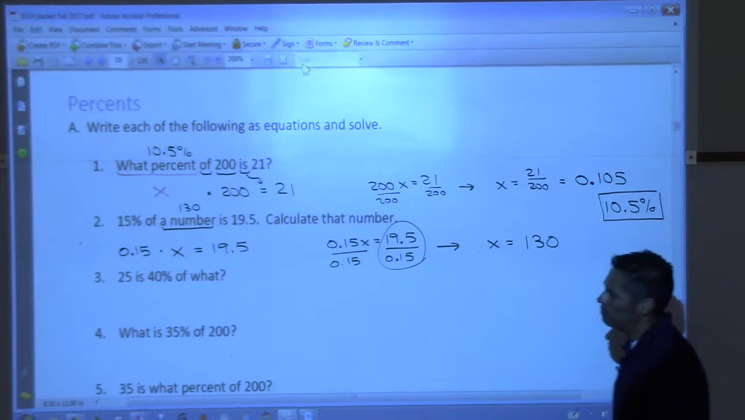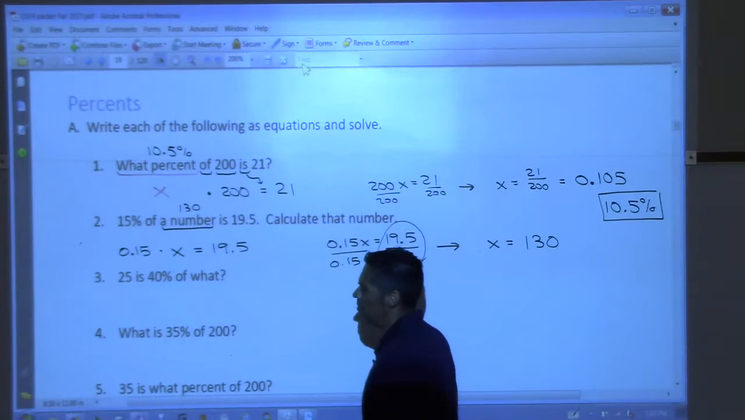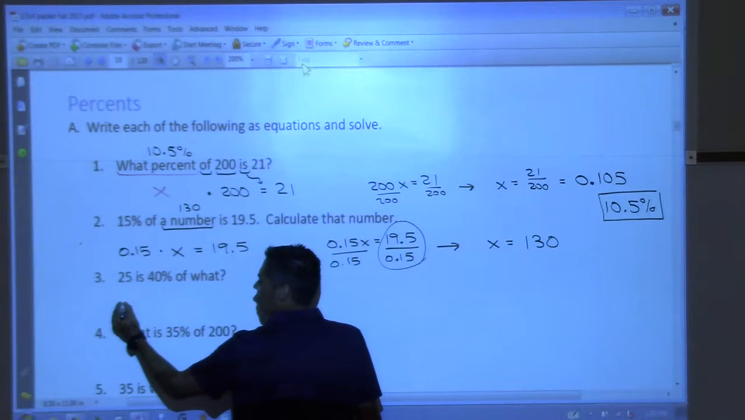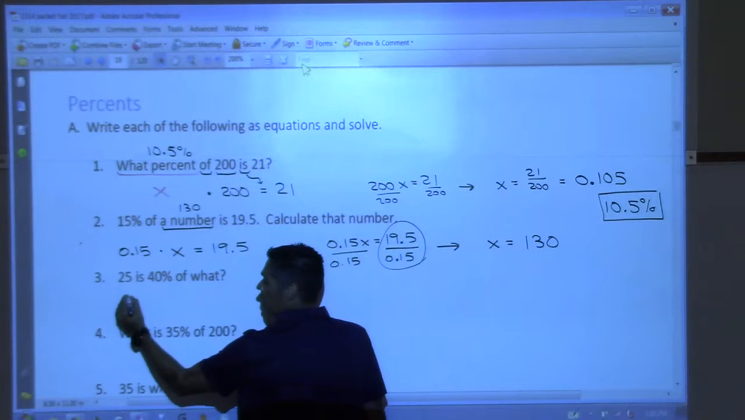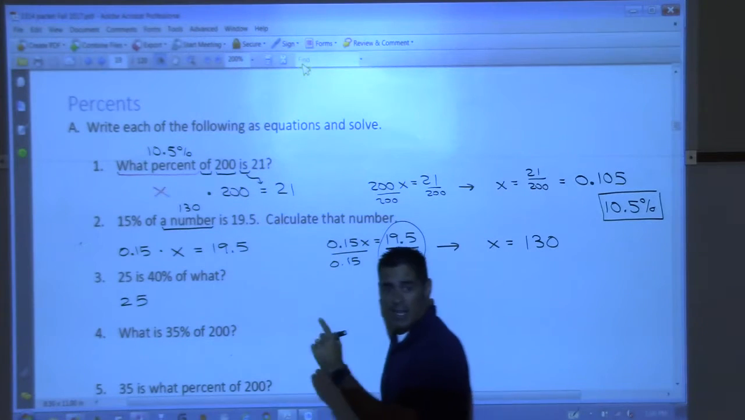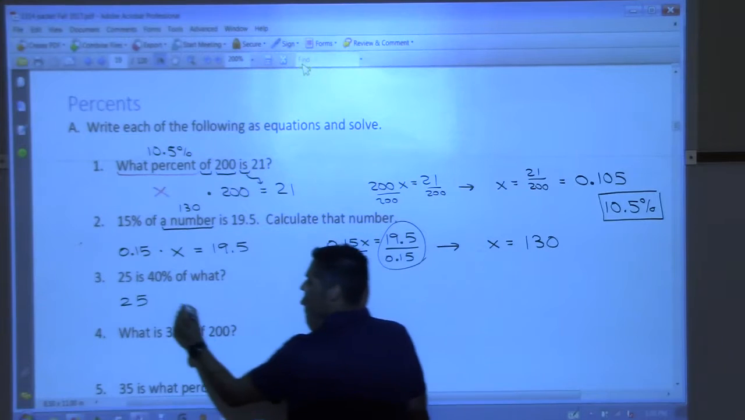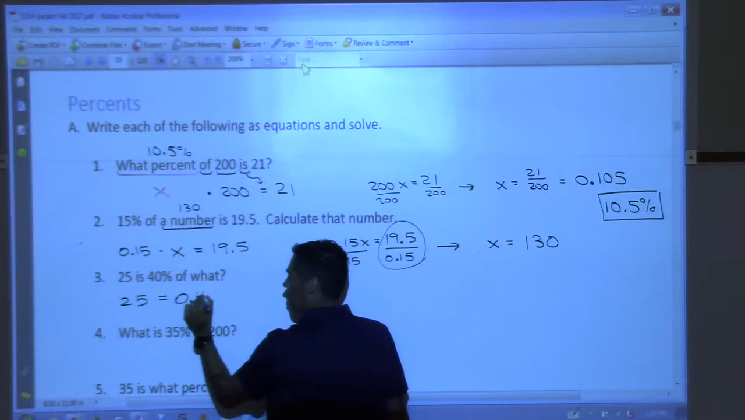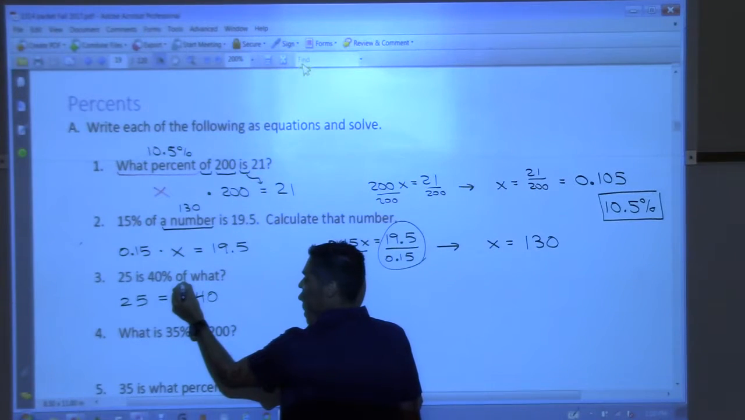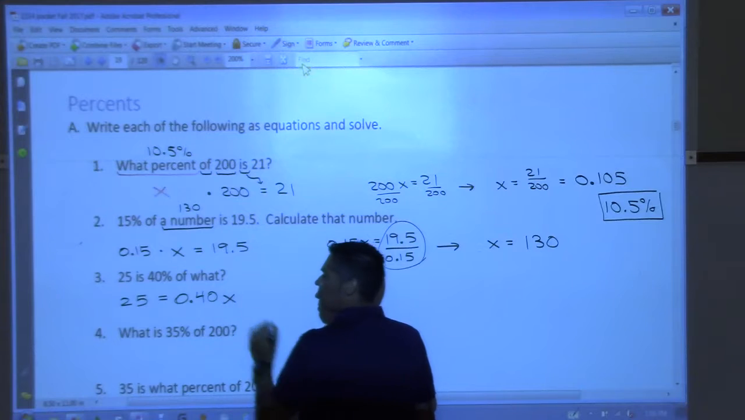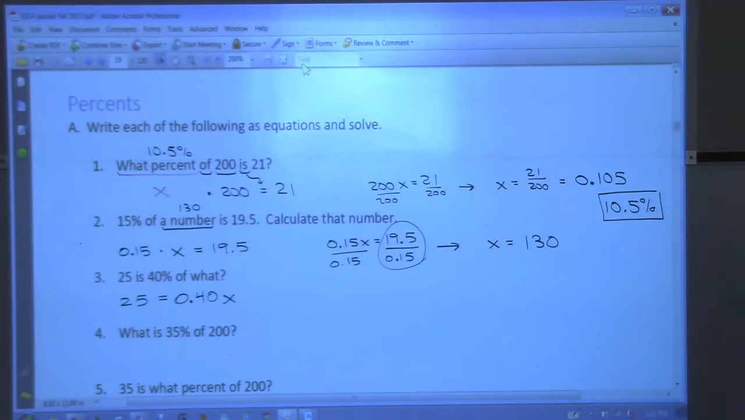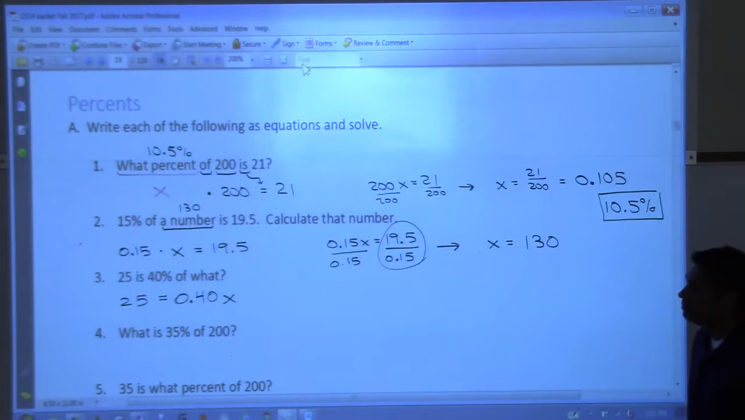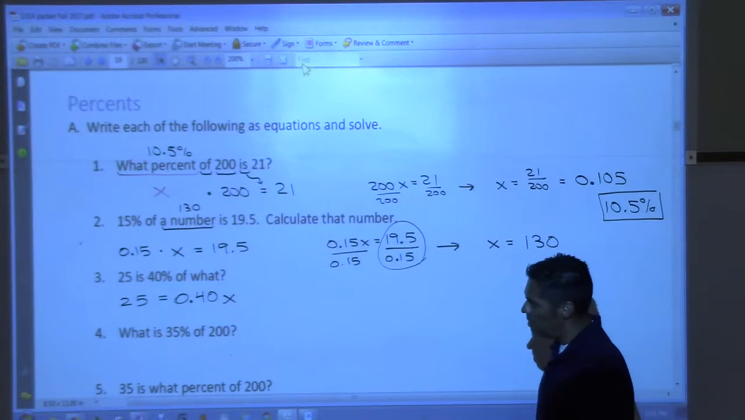Help me out with the next one. What's the equation going to be here? We bring the 25 first. "Is" means equals. And then 40% is going to be 0.40. And then "of" means multiplication, and then "what" means x. Then you divide both sides by 0.4.